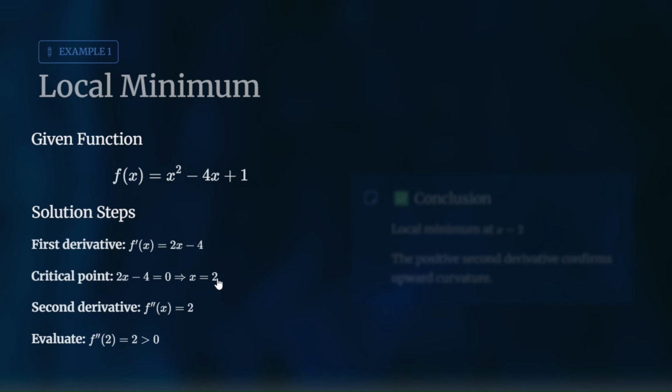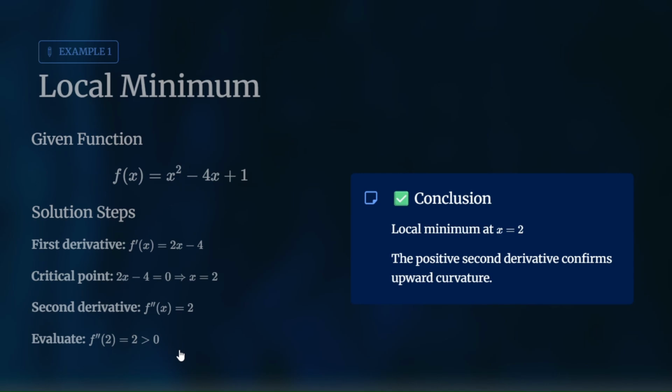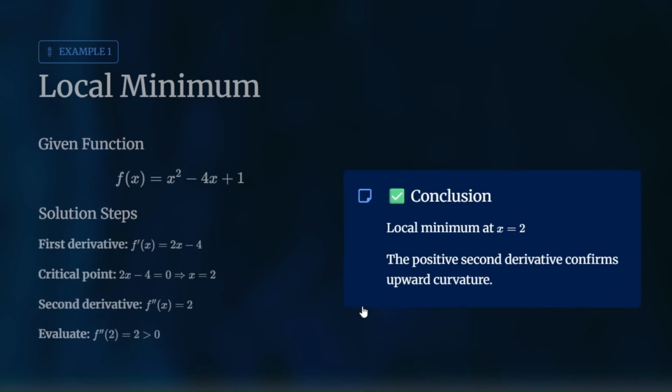Now let's find the second derivative. From the first derivative, the derivative of 2x with respect to x is 2, and the derivative of negative 4 with respect to x is simply 0. So f double prime of x is equal to 2, which is positive. Since the second derivative is positive at x equals 2 and at any point, we know that the point x equals 2 is a local minimum. The positive second derivative confirms the upward curvature.